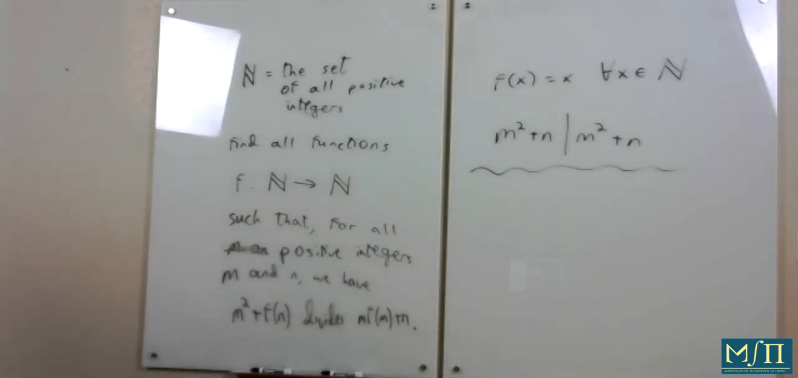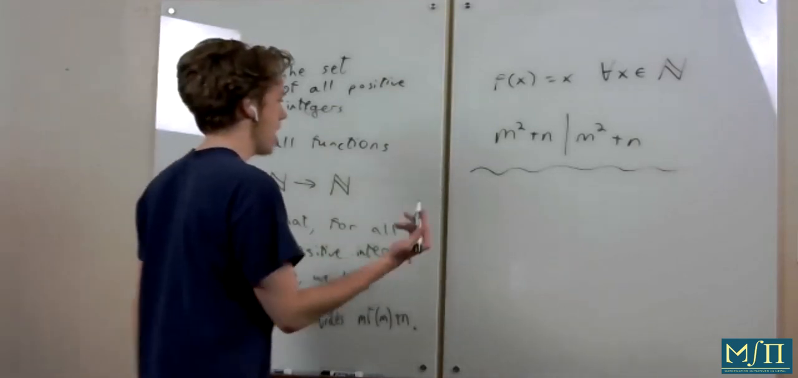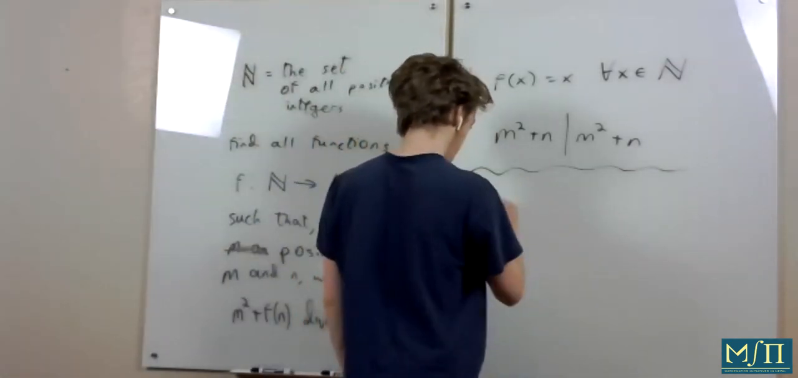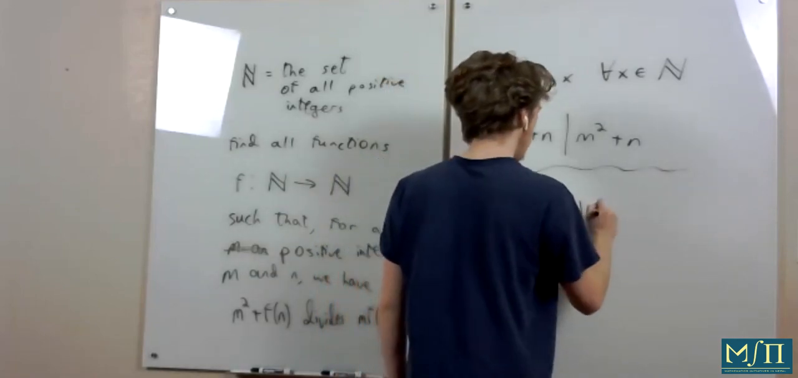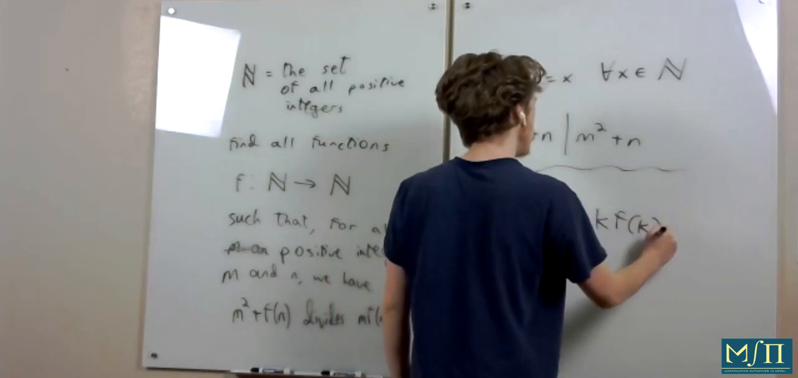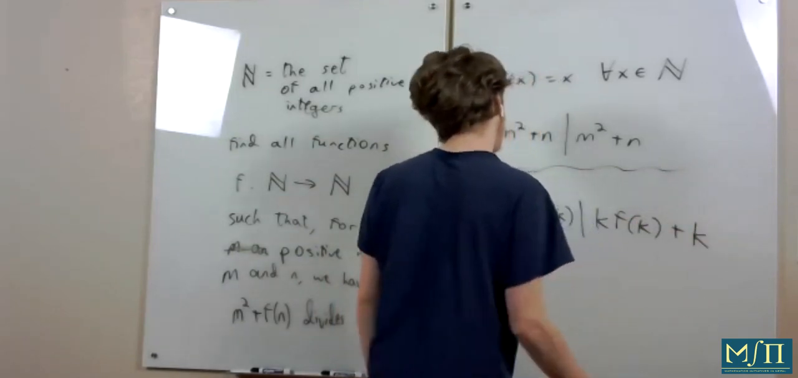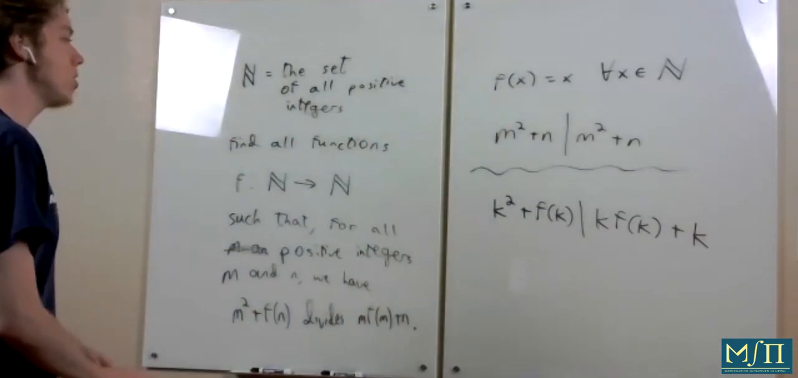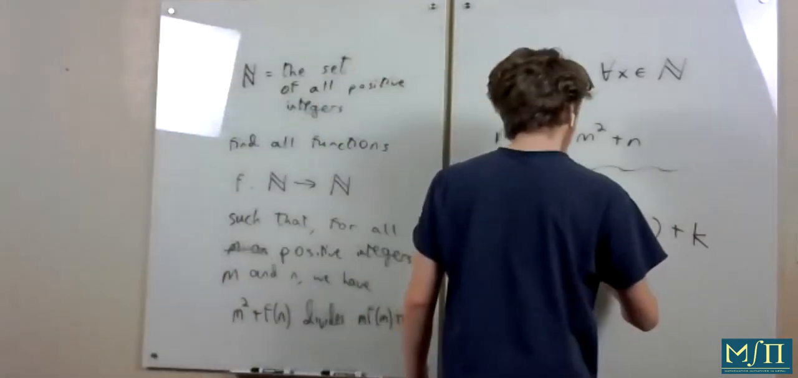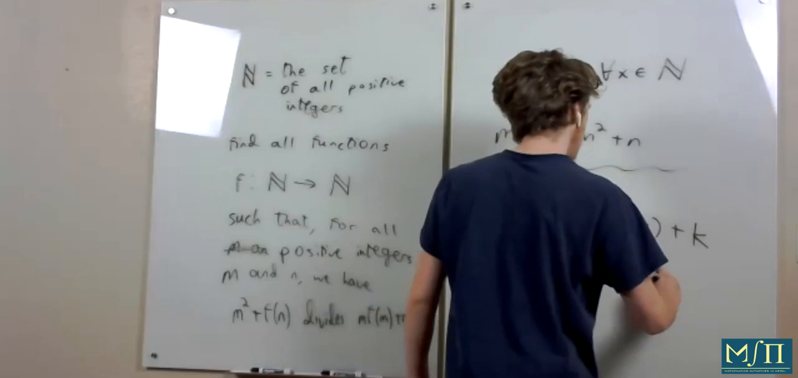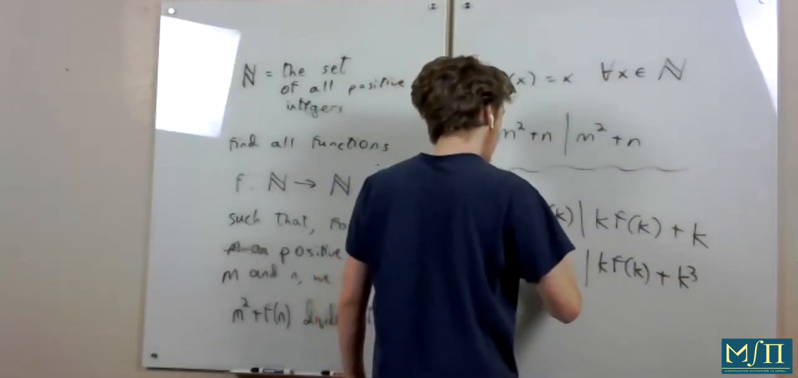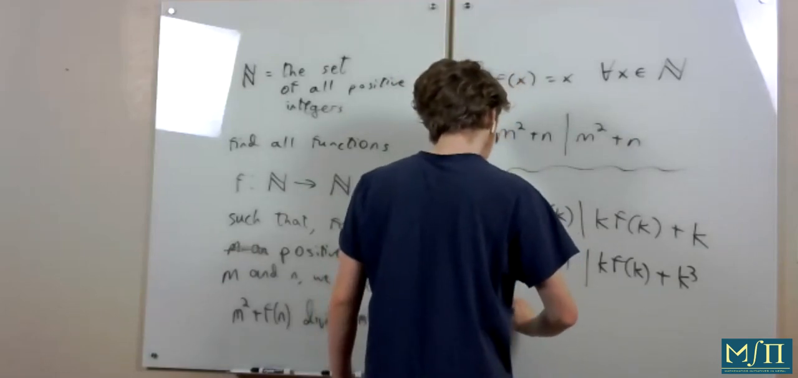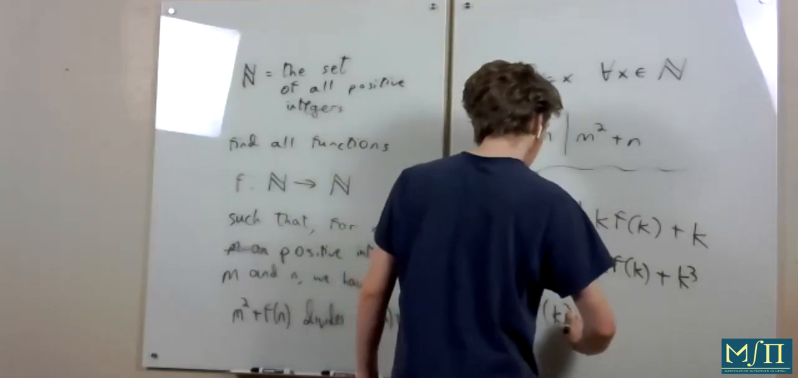One way of solving it that I can show you is, for example, what if we plug in m and n as the same number, say k? There are several ways you could do this, but here's one. If you plug in the same number there, you get this. And now if we think of the Euclidean algorithm again to get rid of this f of k, you get this, and so k squared plus f of k divides k cubed minus k.